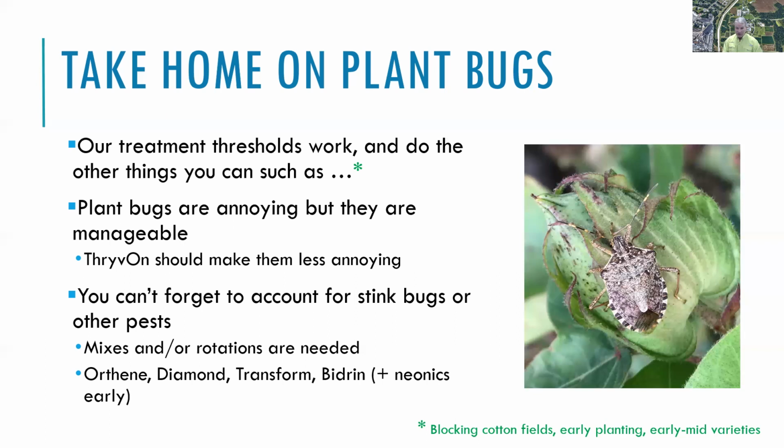The final take-home is you can't forget to account for stink bugs and other pests. This is something I consistently see in my tests when we take yields. I'm a big fan of mixing or rotating the really top shelf insecticide products that we have for managing plant bugs. I like mixing things like orthene, diamond, transform, bidrin together very often, and I can adjust the rates accordingly. I think the neonicotinoids like the imidacloprid, Centric still have a place, but it's during the early squaring window. They don't really fit in the flowering window at all.